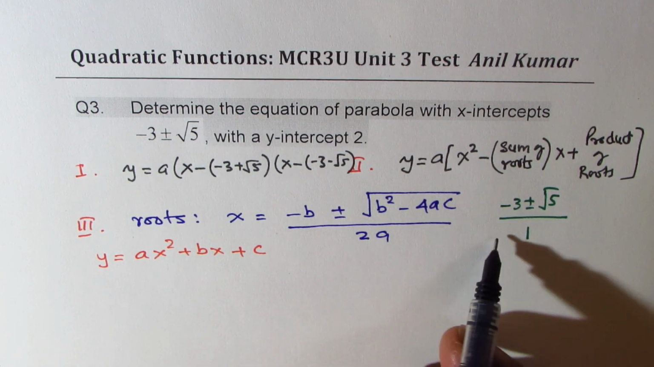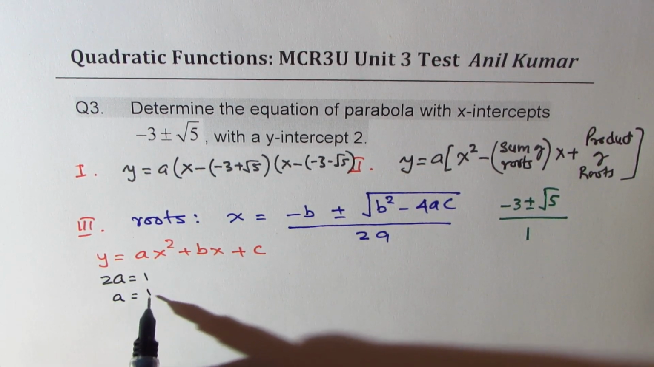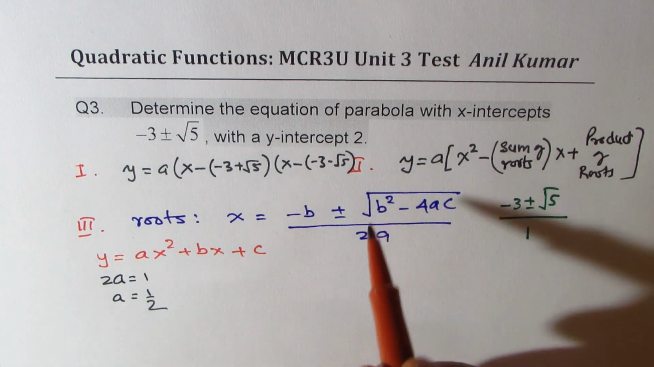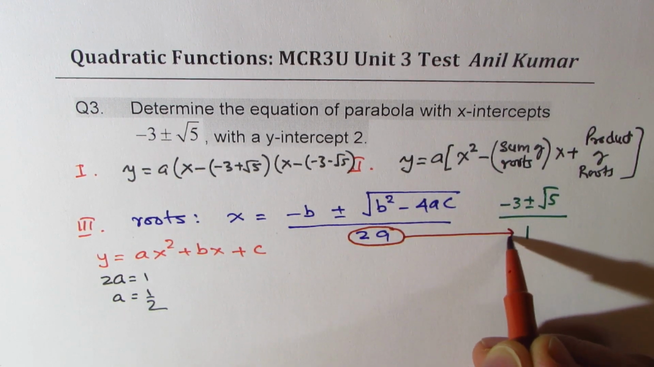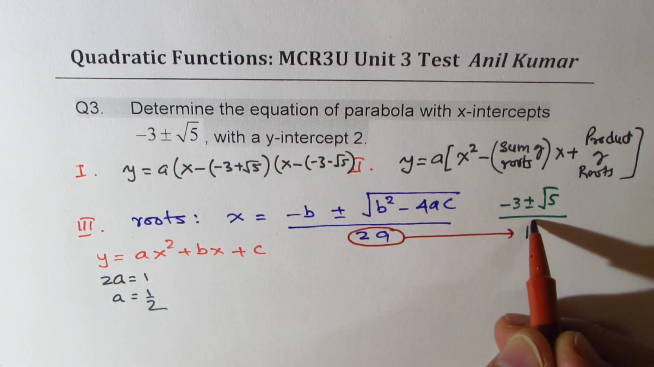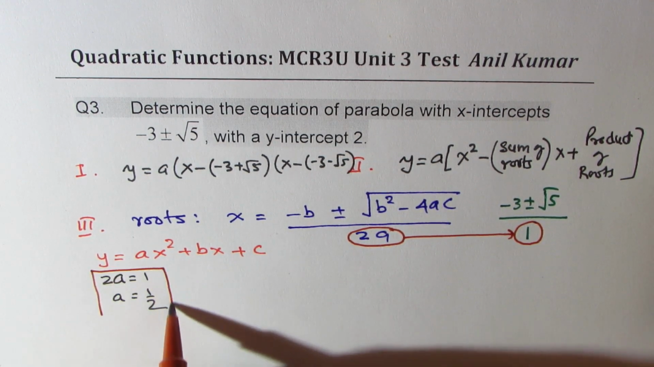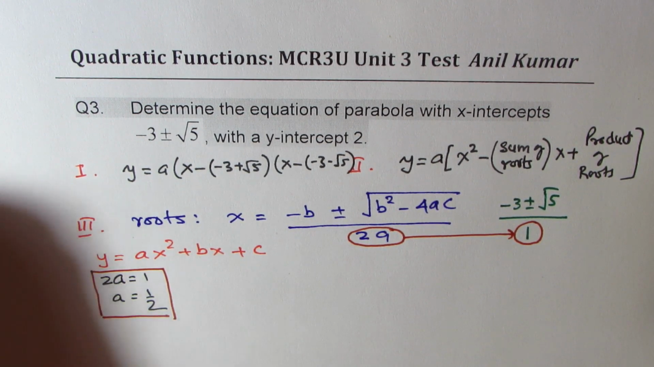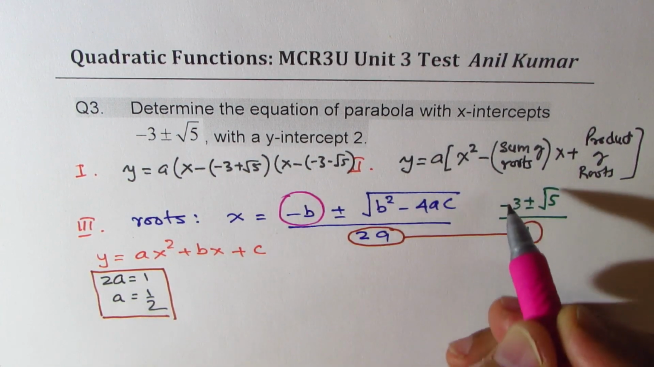So 2a equals 1, a equals half. So first value. How did I get it? I'm comparing these two: that standard equation and what is given to us, minus 3 plus minus square root 5 over 1. So I use this and find the value of a. Does it make sense to you? Very important, right? Now, you can just read the value of b from this equation. Do you see that part?